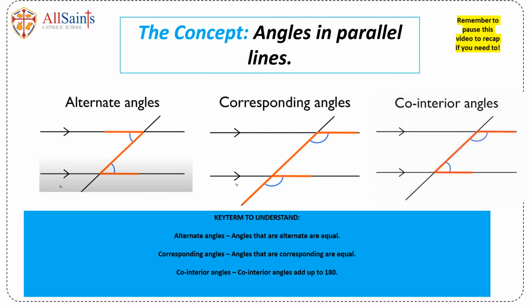Thirdly and lastly, there is co-interior angles. We can call these C angles as we can draw a C around the angles, and the two angles inside the co-interior add up to 180. So this one is slightly different to alternate and corresponding. Alternate and corresponding are equal, whereas co-interior, they add up to 180. If you need to make a note, please pause now before we go on to the next screen.